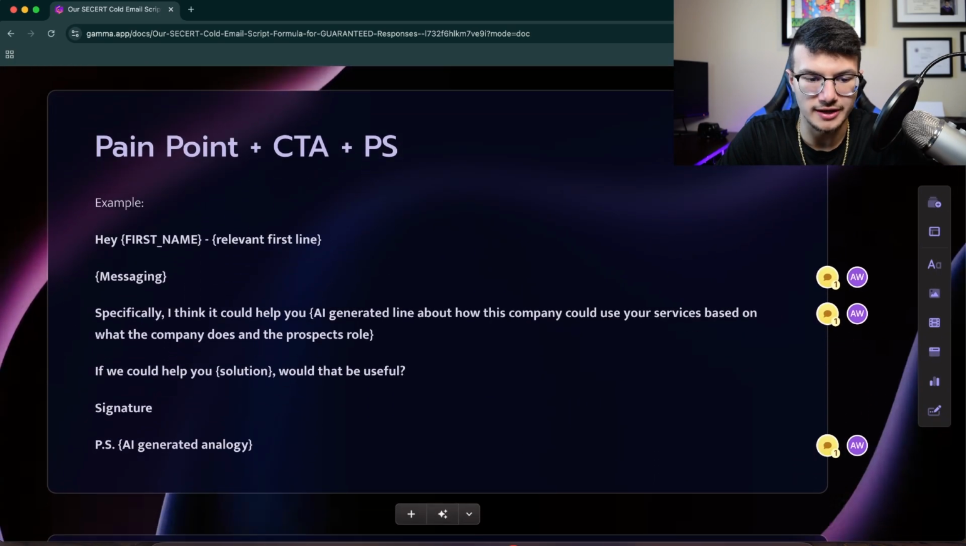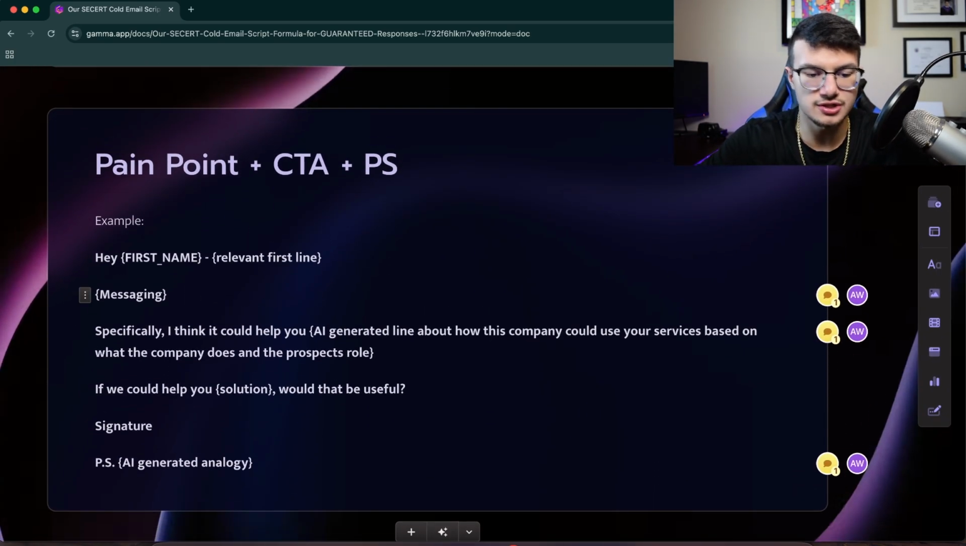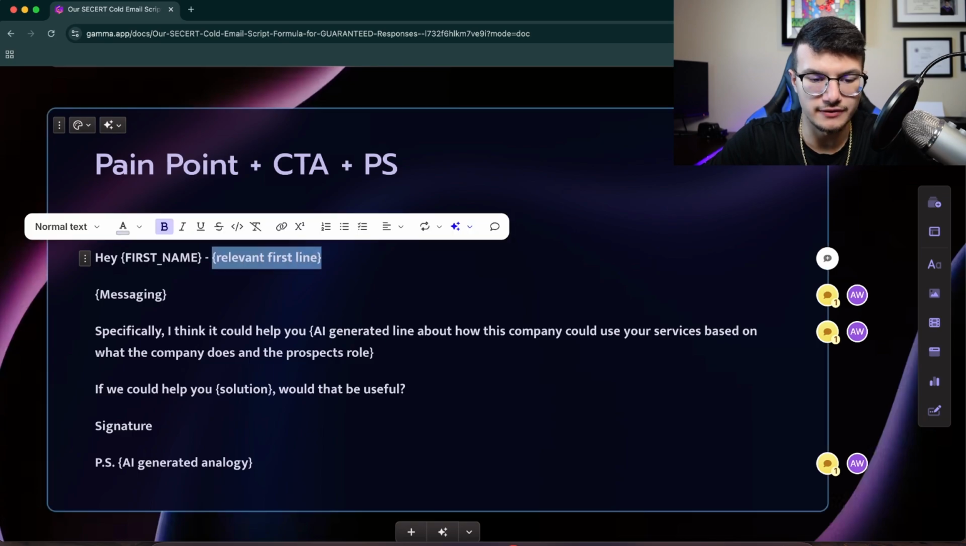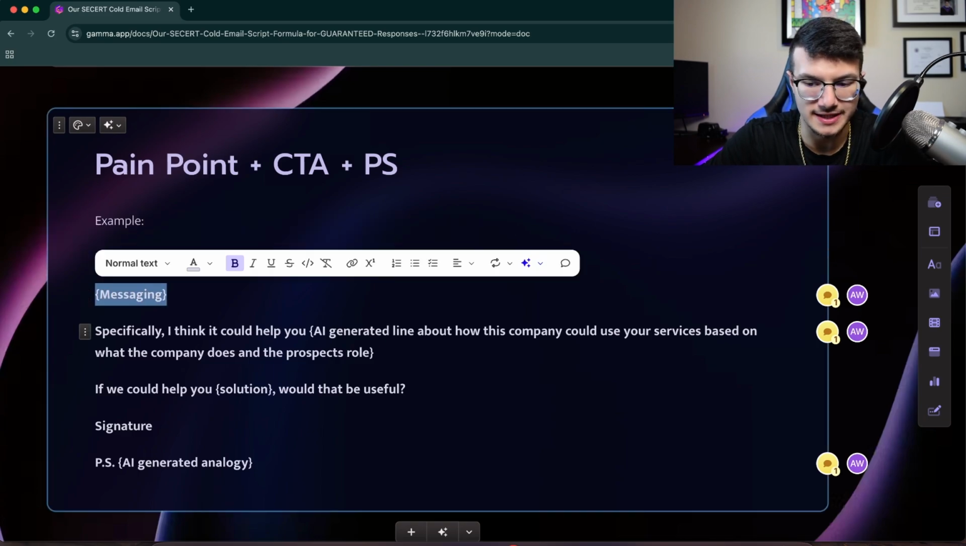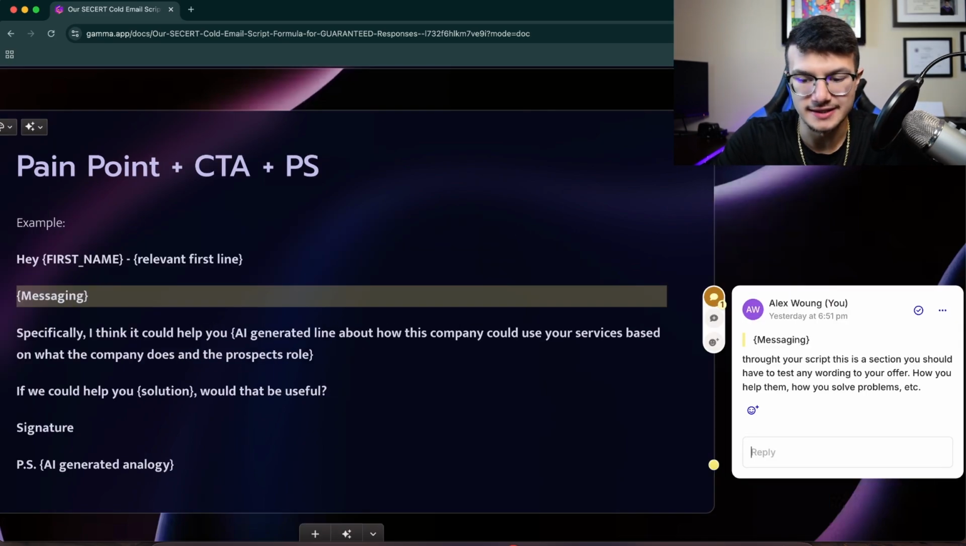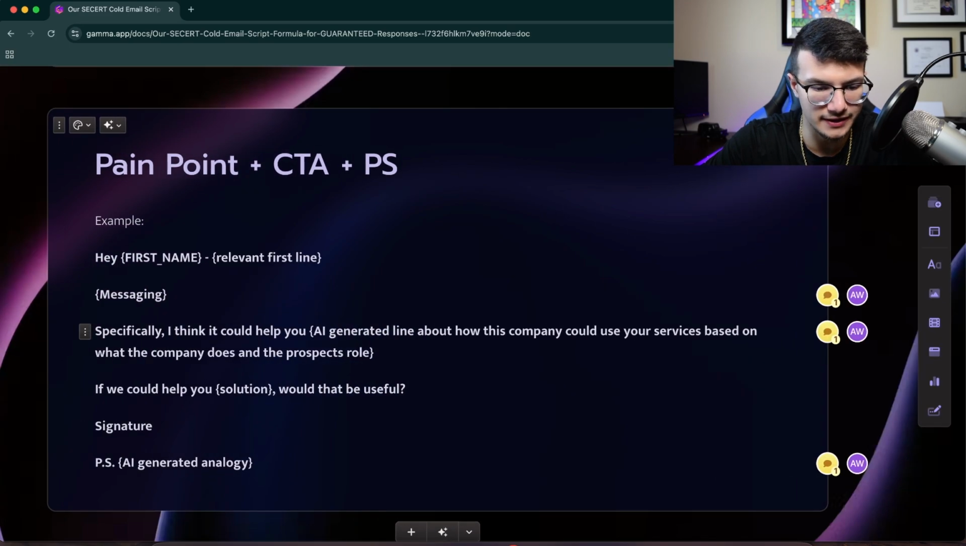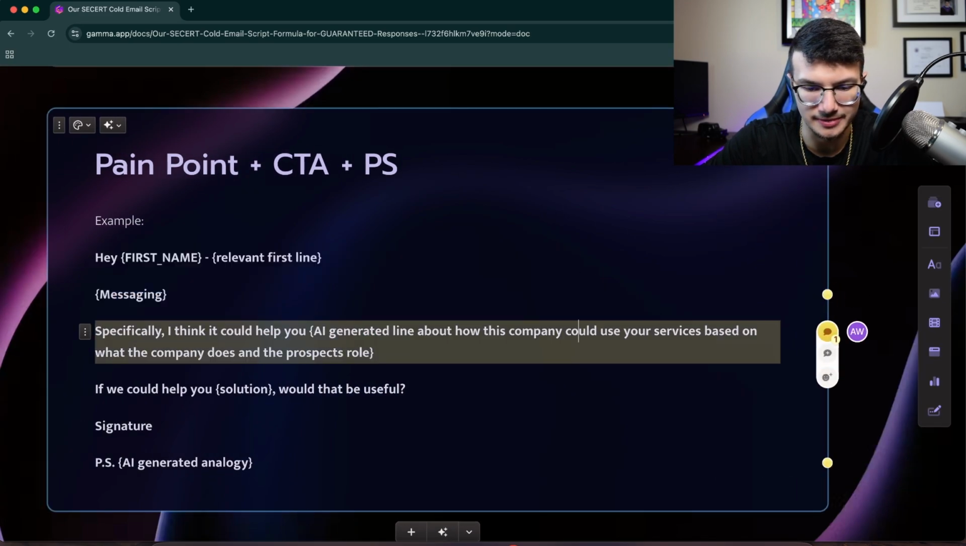Pain point plus call to action, same thing, but you're going to add a PS. This is just a rewrite of the first one. Again, you're going to have your relevant first line here, then messaging to be tested, so whoever you're reaching out to, and this is your section where you should test anything in terms of how you help them, how you solve problems, anything of that sort. And let's see, continue here. Specifically, I think it could help you, AI generated line about the company could use your services.